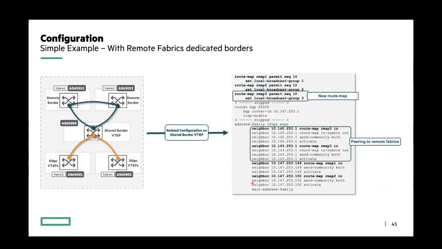On that slide, we now have an example of the configuration of a shared border with remote fabrics and dedicated borders. As you can see, the difference with the previous slide is the addition of a third route map with a new broadcast group applied on peerings with the remote borders. It means that all the remote borders for those 2 fabrics will be mapped to the same group, and the VXLAN tunnels coming from those remote fabrics will be attached to the same broadcast data plane.